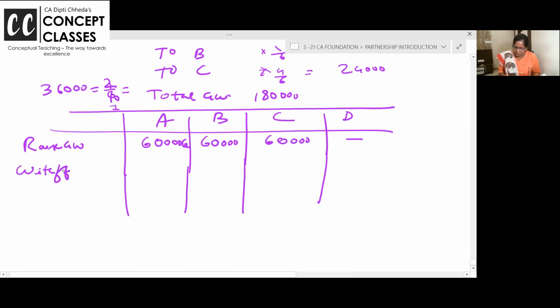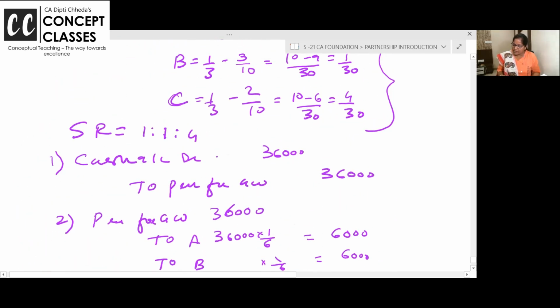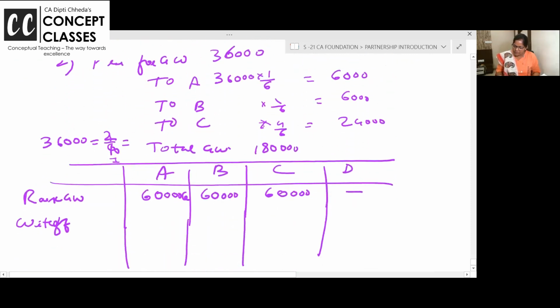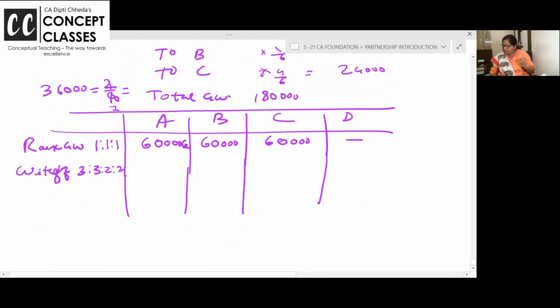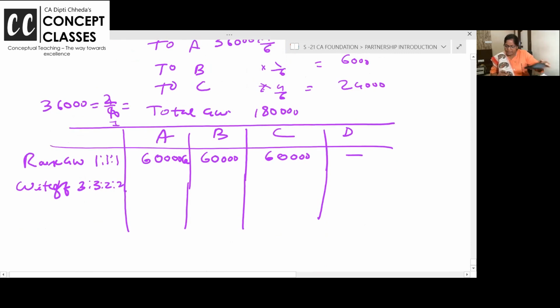Write off in new ratio. What is the new ratio? It was given in the question, 3:3:2:2. Also write the old ratio, 1:1:1. One last problem and we'll close. Please do it a little quick if you are following this.